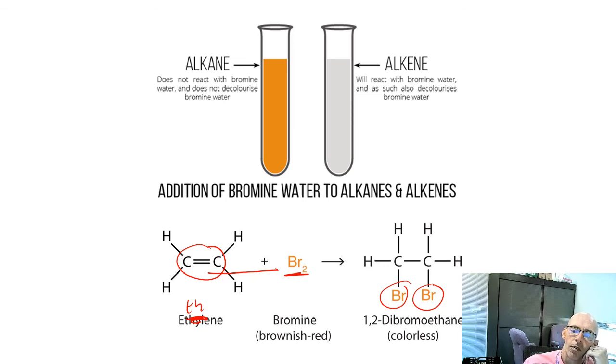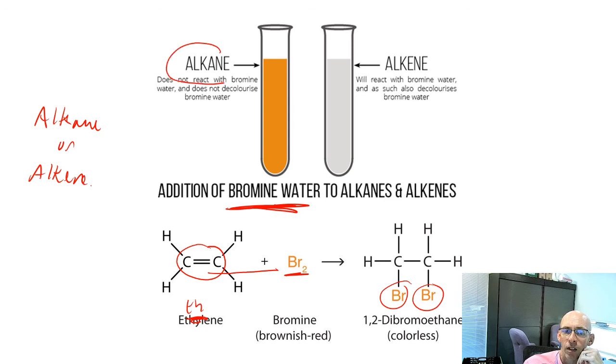So the test to find out, if I gave you a gas and I said to you, is it an alkane or is it an alkene? You would do the bromine water test. If you bubble some alkane through it, it was already saturated. So the bromine water will start off brown, and at the end it will still be brown.